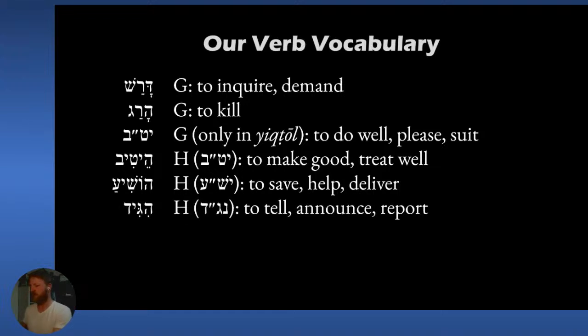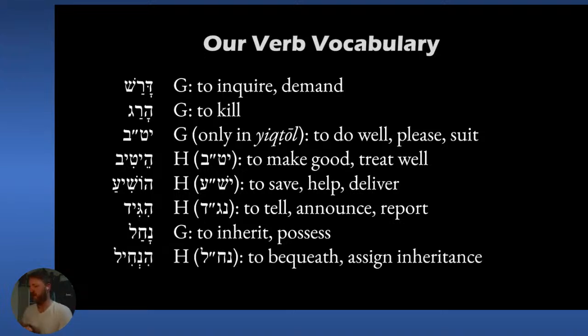Higid, we already went over, from the root Nun Gimel Dalet, to tell, announce, report. Nachal in the Kal means to inherit, to receive an inheritance. In the Hiphil, it's Hinchil, and it means to give an inheritance or assign an inheritance, to bequeath something. That is in Deuteronomy chapter 32. Very cool, when God gave the peoples as an inheritance.